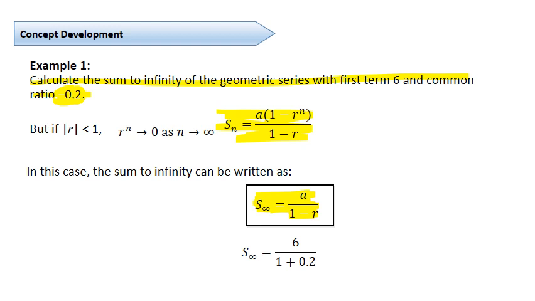So if we wanted to sum to infinity the geometric series that had the first term 6 and a common ratio of -0.2, we can use this formula here, substitute in our known values, and we get the sum to infinity. It's really neat. We should get here that the sum to infinity is actually 5. Now you can't actually double check that because it's impossible for you to add up an infinite amount of terms. However, you just need to be reassured that the sum to infinity is 5 for that particular geometric sequence.